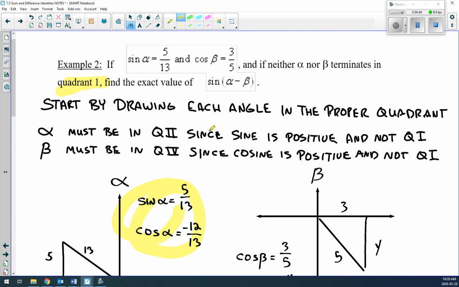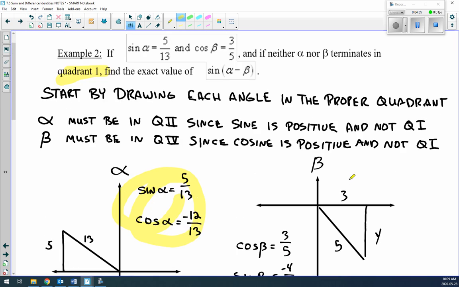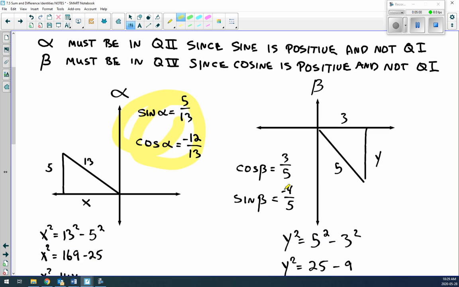Now beta, cosine is 3 over 5. So cosine's positive. So where's cosine positive? Quadrant 1 and 4. But it tells us it's not in quadrant 1. So we do it down in 4. So we draw our little triangle.